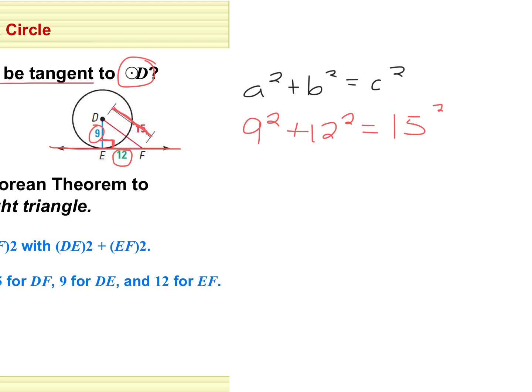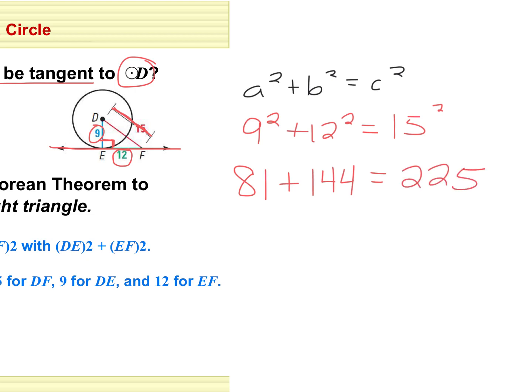Okay. So now just evaluate. What's 9 squared? 81. What's 12 squared? 144. And then 15 squared. 225. It is 225. Okay.